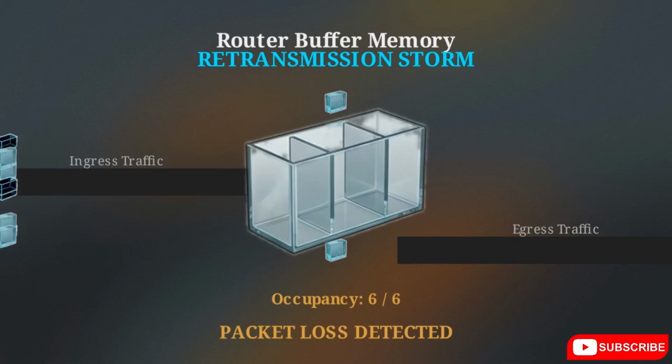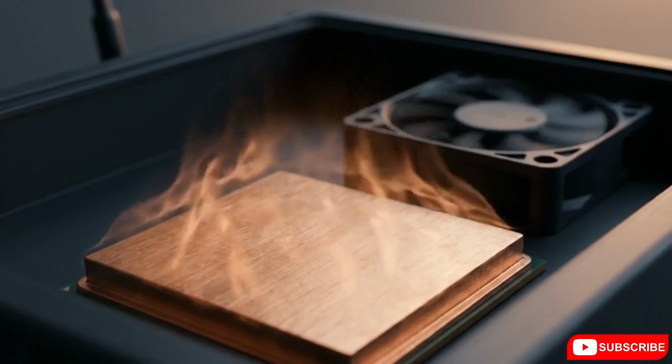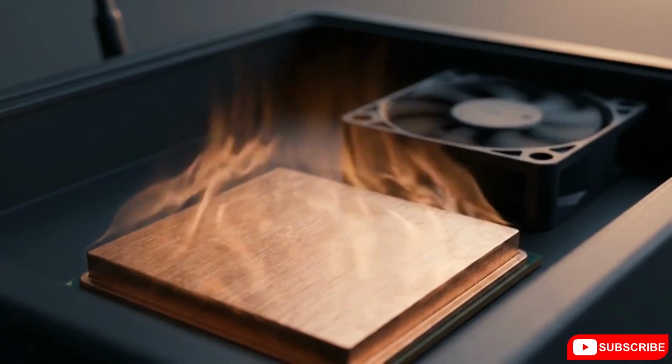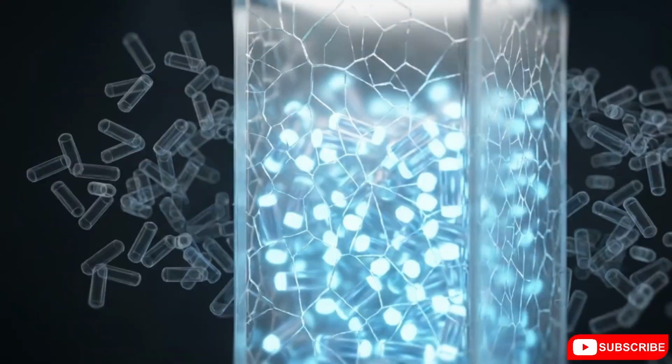Sending servers detect missing packets and automatically resend them, bombarding the already full router with duplicate data. The hardware is now working at absolute maximum capacity, burning processing power to handle traffic that it will ultimately be forced to drop again. The volume of useful data successfully crossing the network falls to near zero. This state is known as congestion collapse.